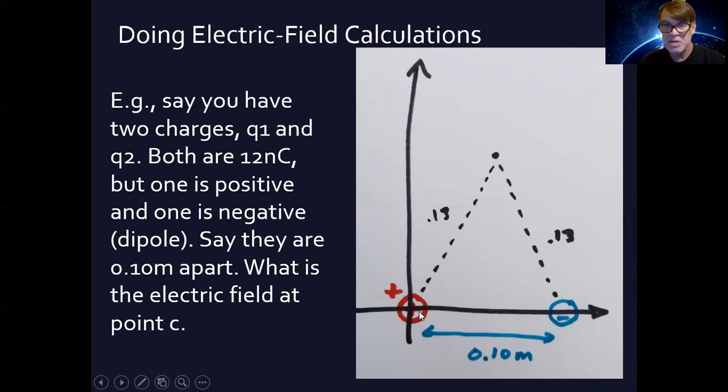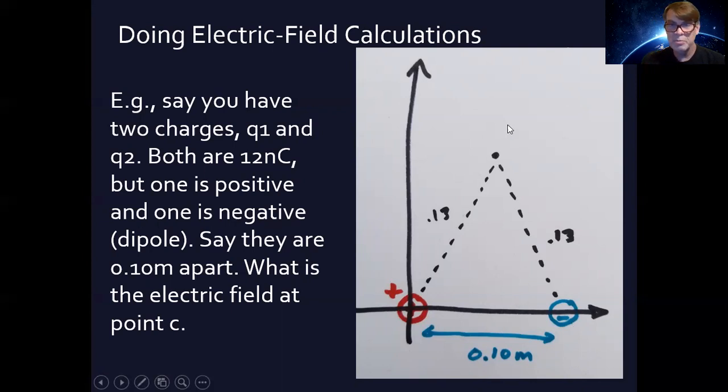So if we want to know, okay, what is the electric field at this point right here? That's 0.13 centimeters. I'm sorry, I didn't put centimeters there. I'm a bad person. But let's say 0.3 centimeters away. And this is an isosceles triangle. So let's say that these angles are exactly the same. We have symmetry here. And so if we want to know what is the electric field at that point, how would we do that? Let's say that these are 0.1 meters apart or 10 centimeters apart.